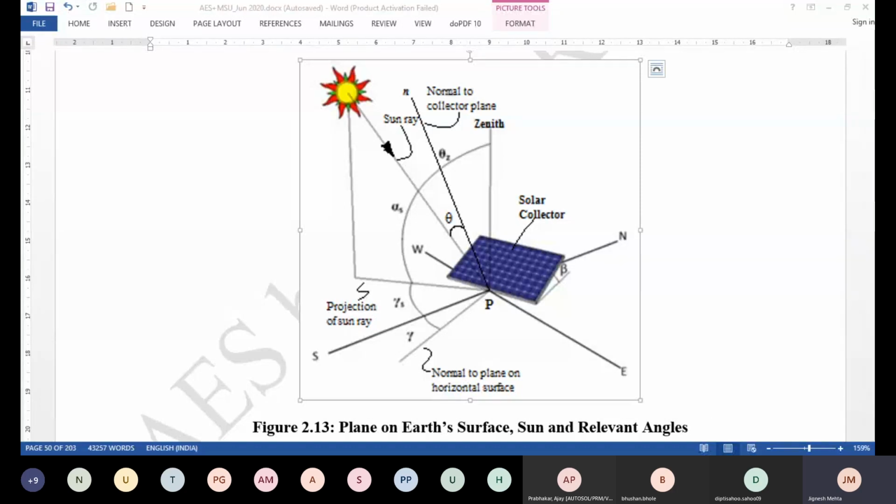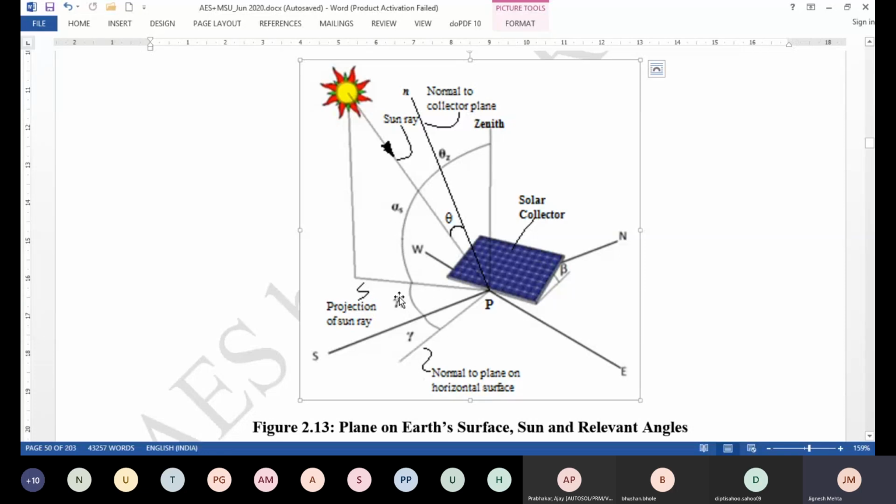Okay, then we talked about this angle, that is the solar azimuth angle, right? So when it is noon, then the projection of the sun ray on the horizontal plane would exactly coincide with the north-south line, and it is noon time, 12 hours. But then if it is morning, this projection of the sun ray would be towards the east, and if it is afternoon, it will be towards the west.